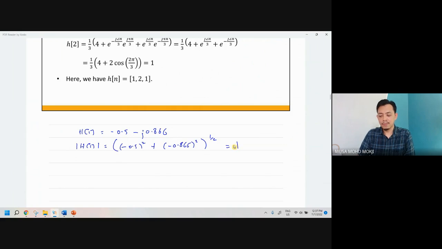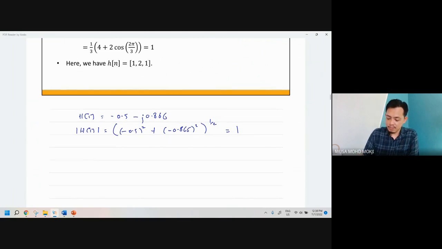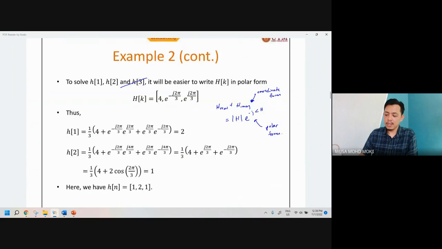Okay, so you can try it now. I give you 10 seconds, 50 seconds. So try it. Can you get 1? 0.9999, yes, that's good enough so that we can put it as equal to 1. Then what is the phase? So this is actually tangent inverse of minus 0.866 divided by minus 0.5. If we look at this one, you should get minus 2 pi over 3.